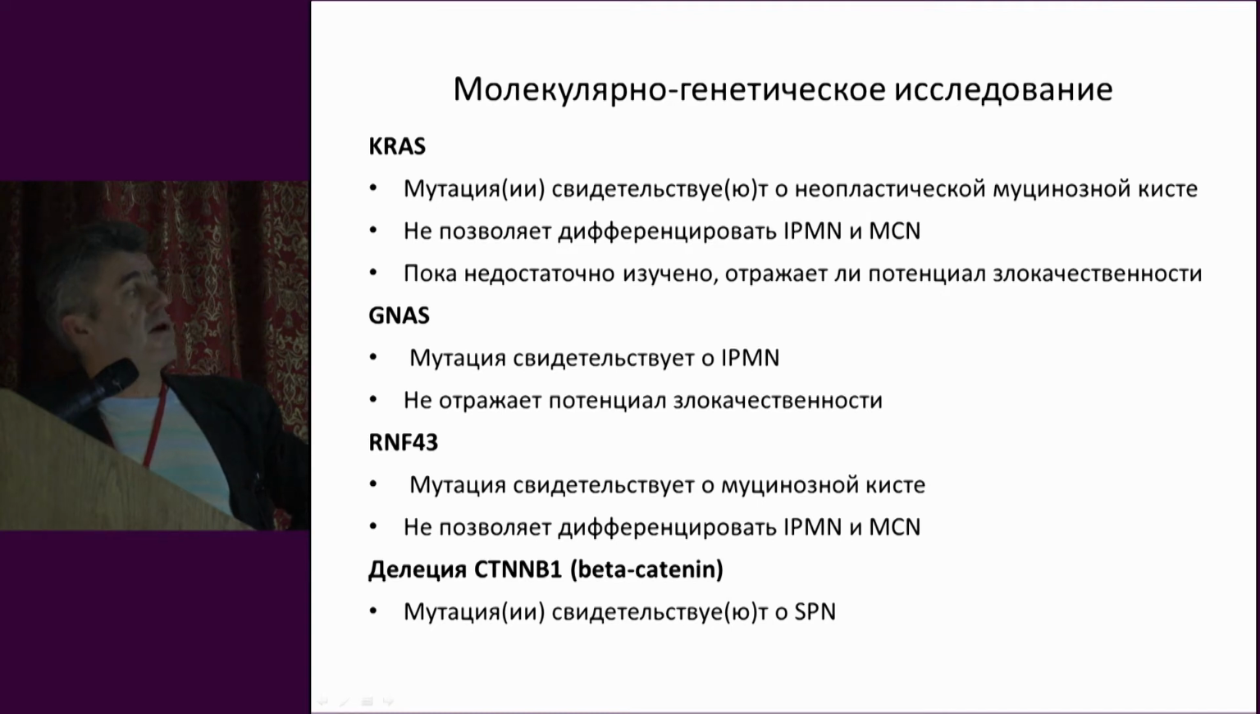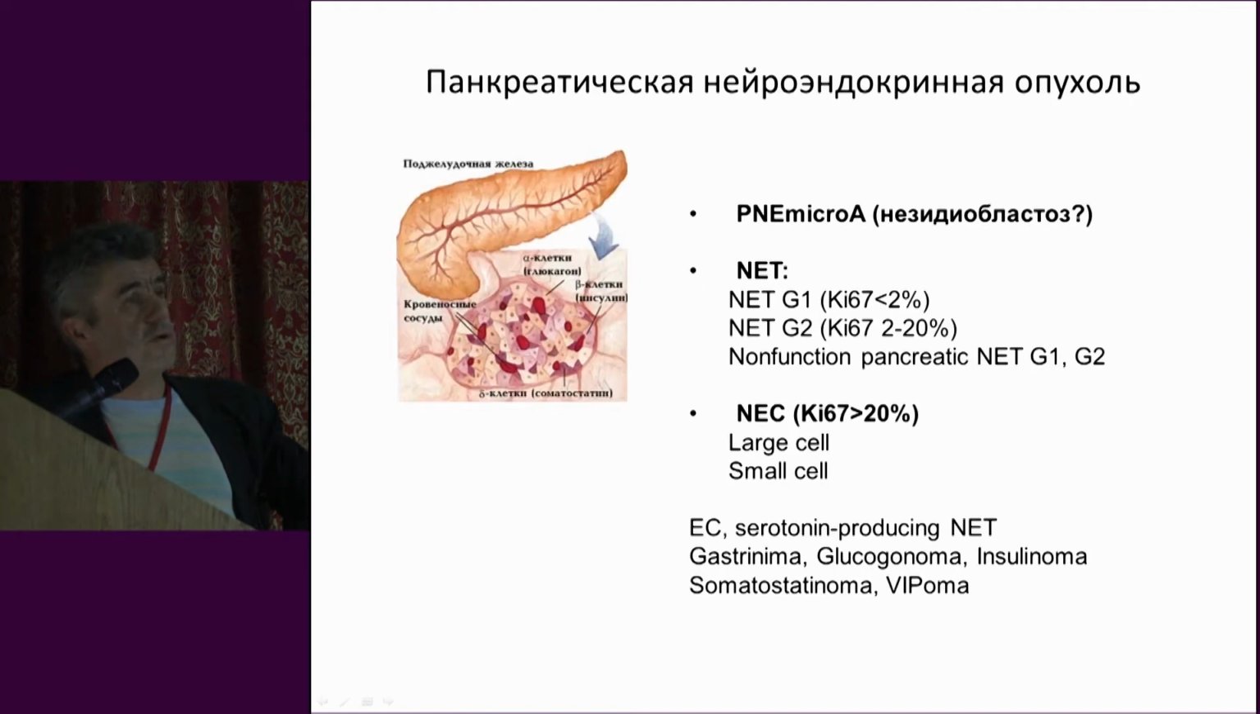You also need to detect the beta-catenin, which is the mutation showing the cirrhotic neoplasms, and other mutations that you can also detect in the Russian Federation. At the moment, this testing is not done, even in specialized laboratories.